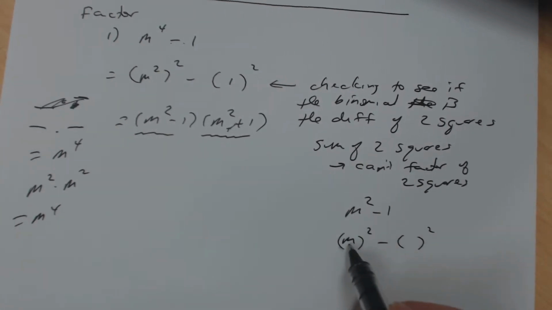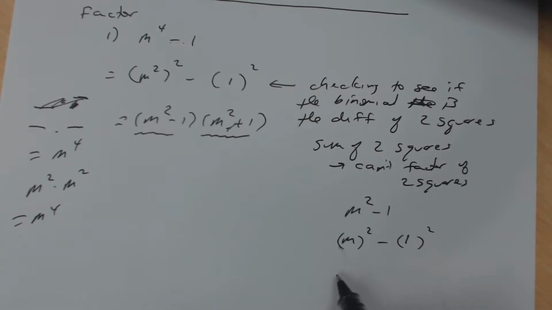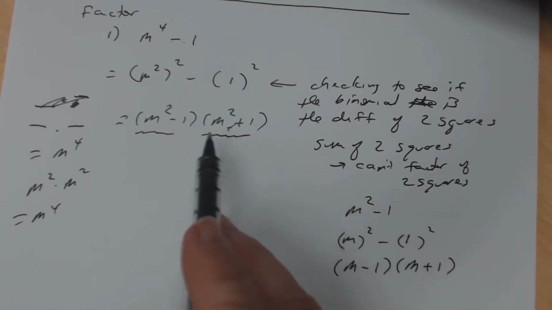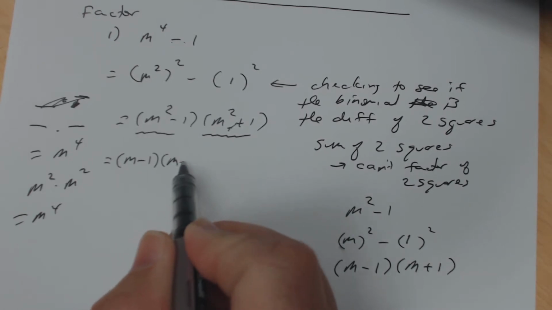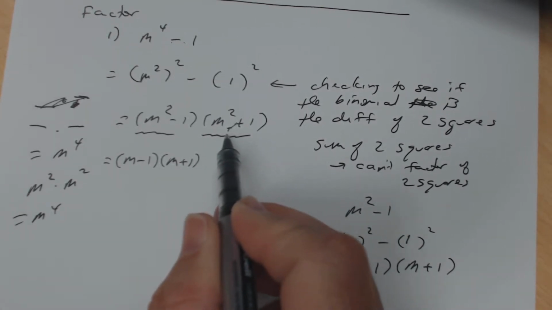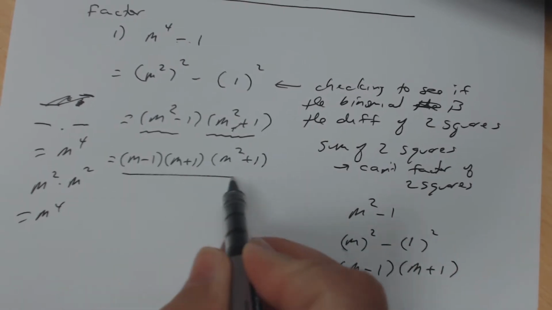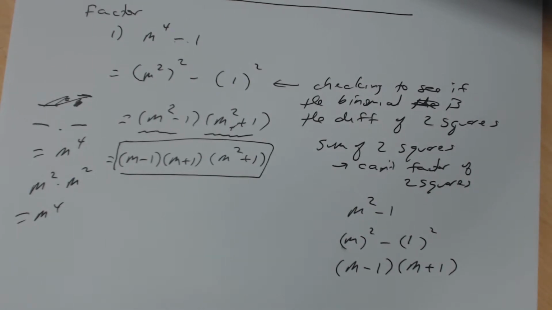So m goes inside the first parentheses because m times m is m squared. And then over here, 1 goes here. So I can factor m squared minus 1 as m minus 1 times m plus 1. And that goes here. So I get m minus 1 times m plus 1 times this, which is the sum of two squares, which we know we cannot factor. And so you're done. That is the answer to that example.